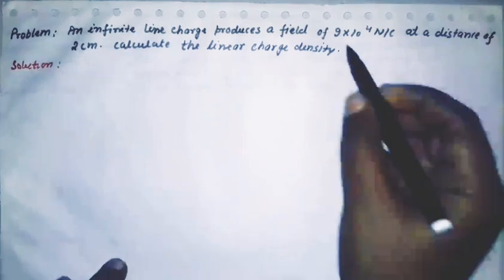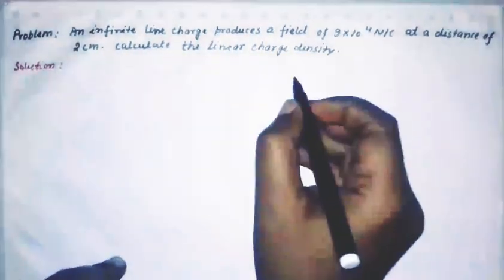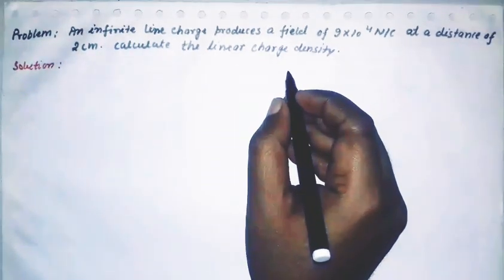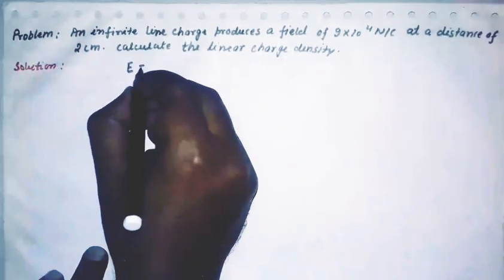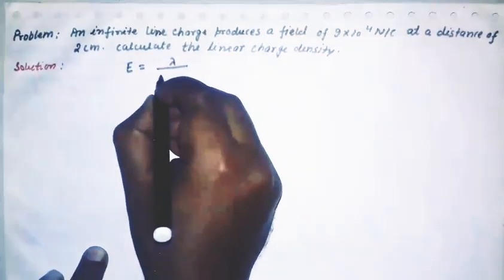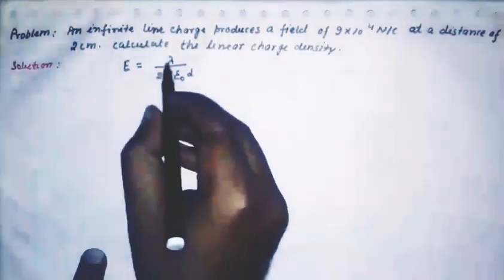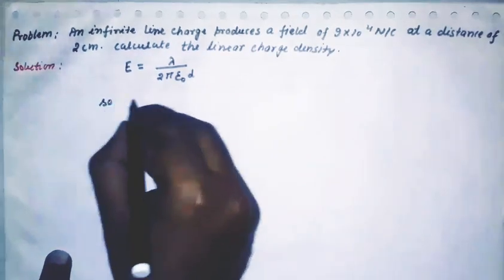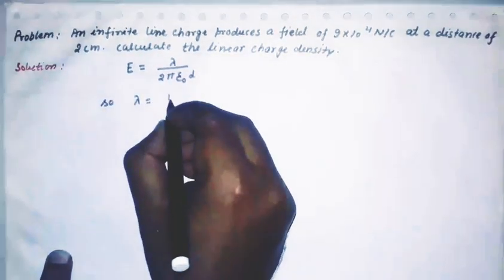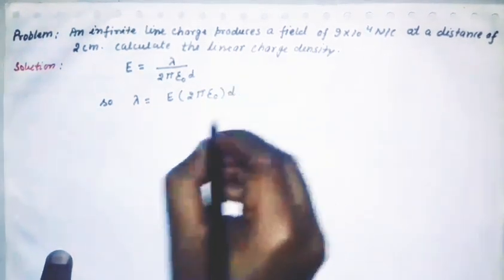Problem: an infinite line charge produces a field of 9 into 10 to the power 4 Newton per coulomb at a distance of 2 cm. Calculate the linear charge density. In this case, we will use the relationship E equal to lambda upon 2 pi epsilon naught D, where lambda is linear charge density. So lambda equal to E into 2 pi epsilon naught D.